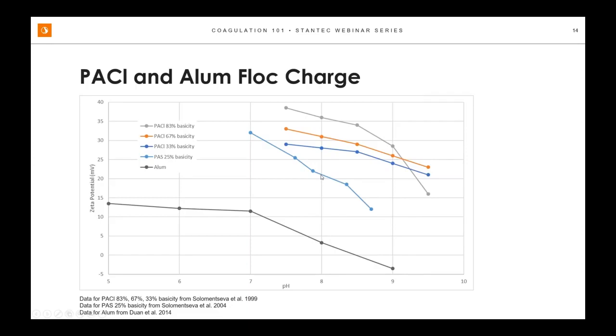But if you take a look at any of these polyaluminum chlorides, and we have a 25% basicity PAS, polyaluminum sulfate, 33% polyaluminum chloride, then a 67 and an 83%. So the higher the basicity, the stronger the charge. And in this, these experiments are only done between 7 and 9 that I've got up here. But the particle charge from these polyaluminum chlorides is way higher than alum. So again, this just gives you some theory and some lab data that explains what you might have seen in the plant, where these polyaluminum chlorides work better in some cases at higher pHs.